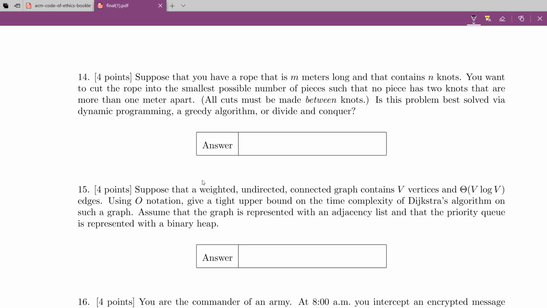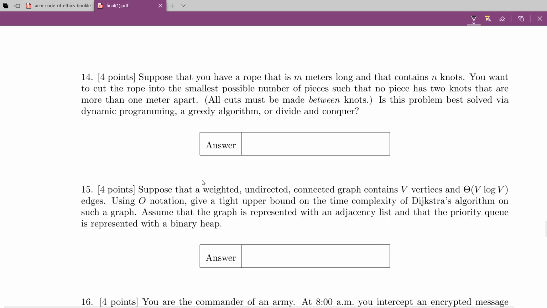But it would be definitely, you don't have to describe the algorithm, it'd be a greedy algorithm. There's no need to try all the possible places to make the cut. That's easy to do greedily.